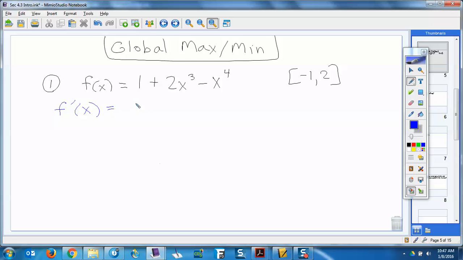So we do the derivative, right? So the 1 disappears, we get 6x squared minus 4x cubed, and we do what with that? That'd be for the stationary points, right? Let's find when the derivative is 0.